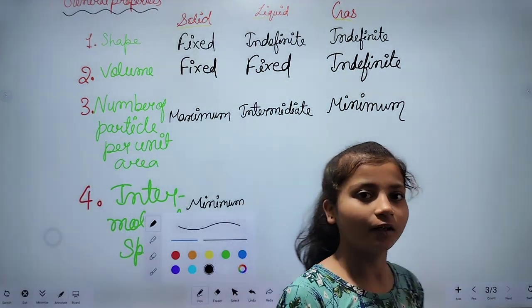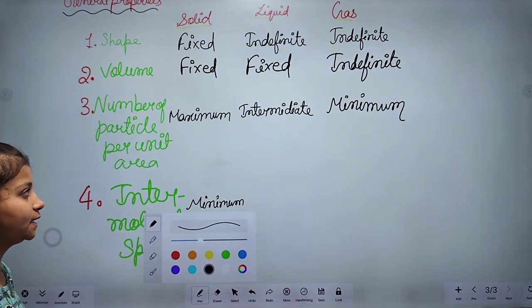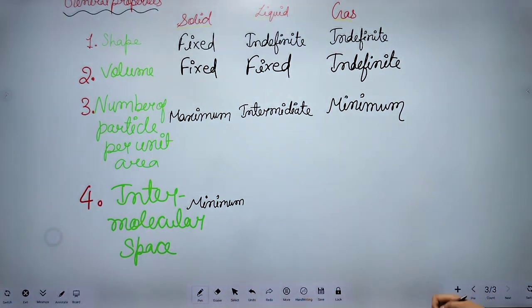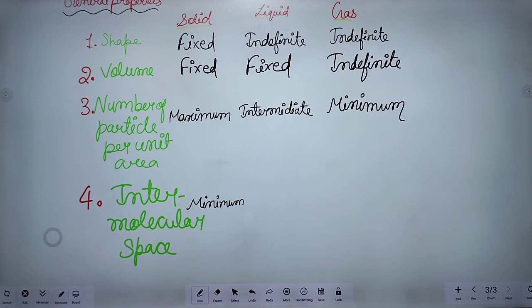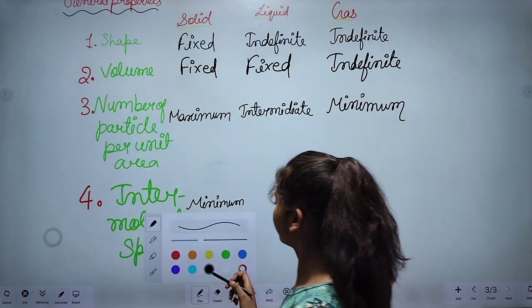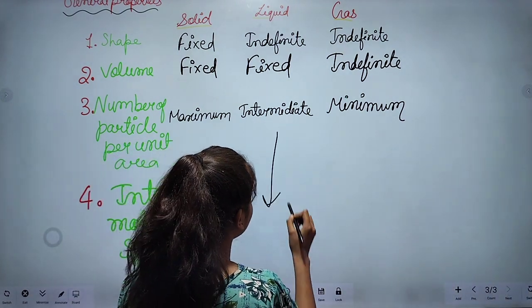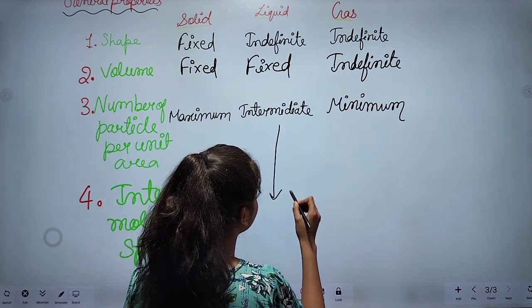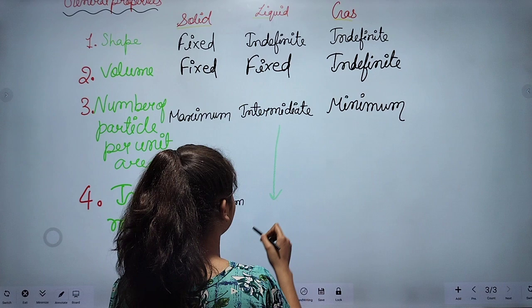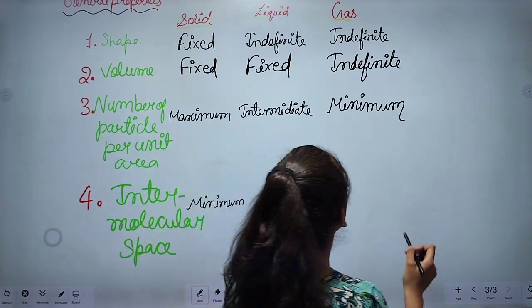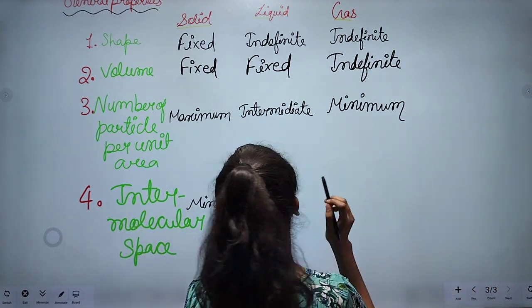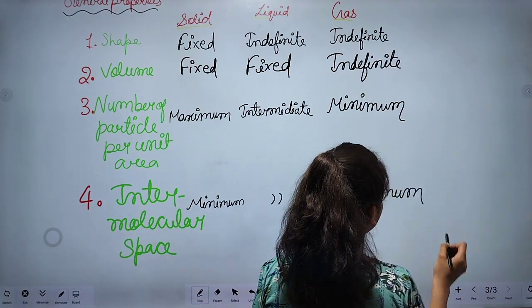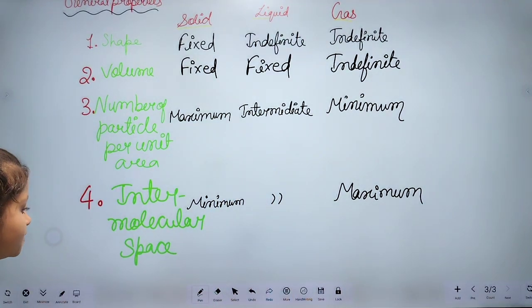Now the liquid intermolecular space is intermediate between both solid and gas. Okay, this one is also intermediate. And in gas, its intermolecular space is maximum. They have maximum distance.